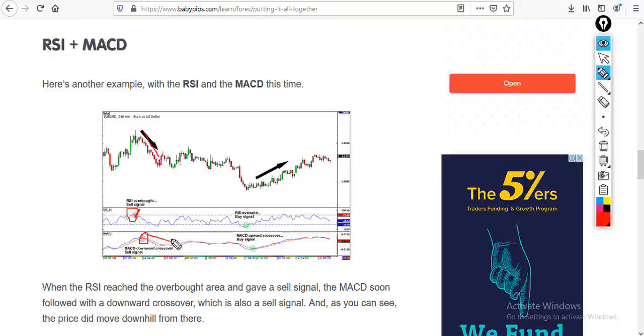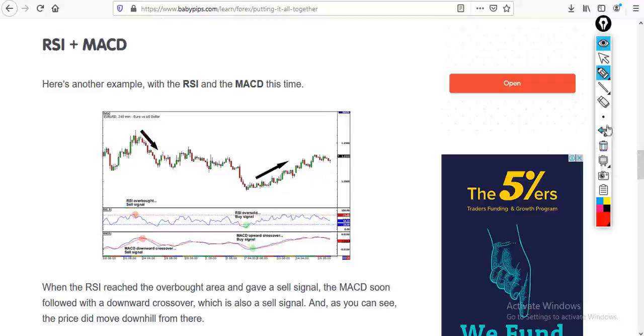Okay, you see price fall back down, price falling down. Right here, when it comes to the overbought, the oversold area, the MACD also crossed. You see the blue lines crossing to the top side. Okay, and what happened over here? Price rose up. In the RSI, price rose up as well.